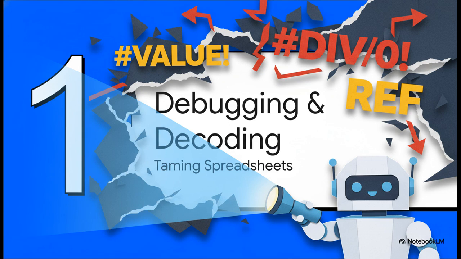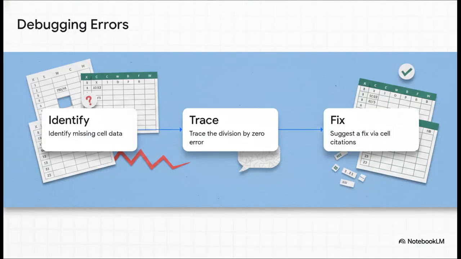We are starting with every professional's absolute worst nightmare. You know the exact feeling we're talking about. You open up an inherited spreadsheet built by a coworker like 3 years ago, and you're just greeted by this terrifying wall of hashtag value and division by zero errors. Normally, you'd be sitting there in a complete panic, manually clicking through 100 cells, trying to untangle the mess.